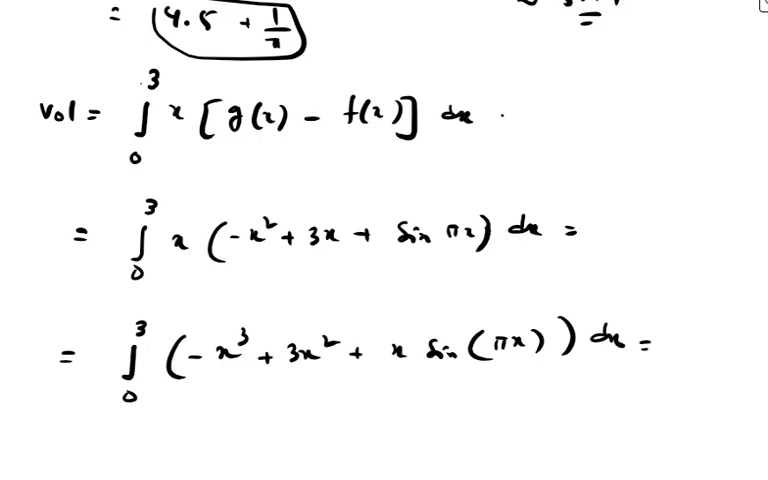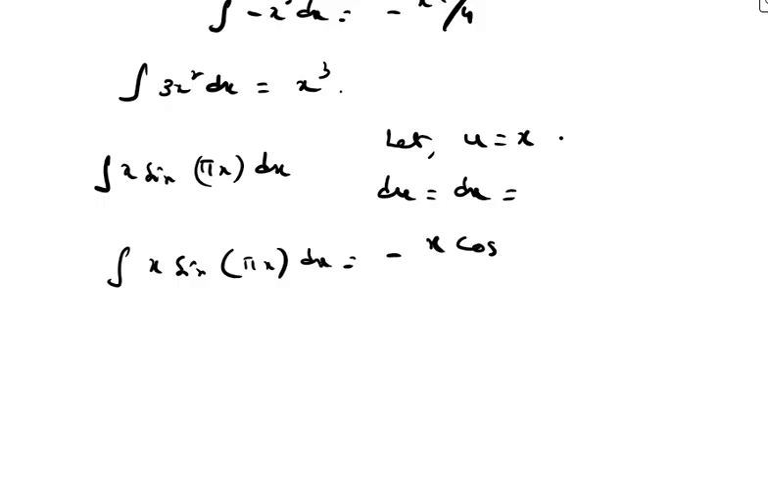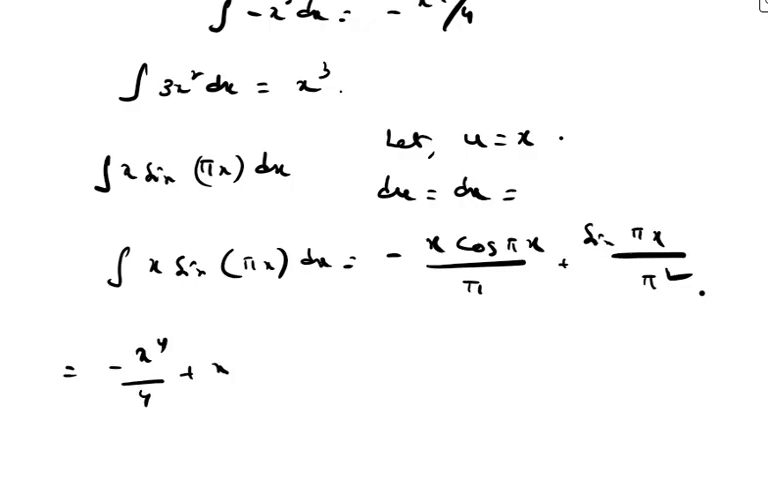Now integrate term by term. The integral of −x³ dx is equal to what? Minus x⁴/4. And the integral of 3x² dx is equal to x³, and for the integral of x sin(πx) dx use integration by parts. Now let u = x, and du is equal to what? dx. So x sin(πx) dx is equal to −x cos(πx)/π + sin(πx)/π². So the full antiderivative is −x⁴/4 + x³ − x cos(πx)/π + sin(πx)/π².